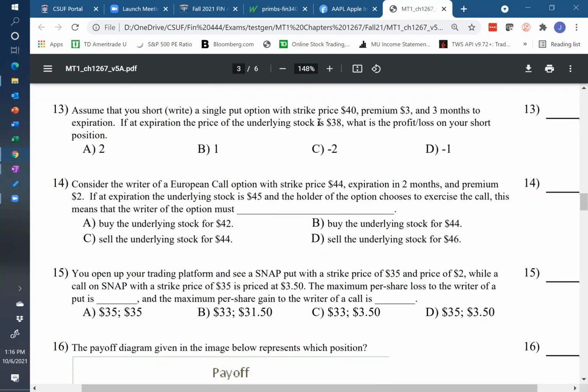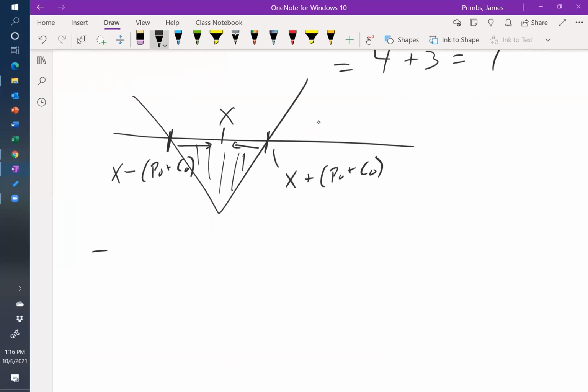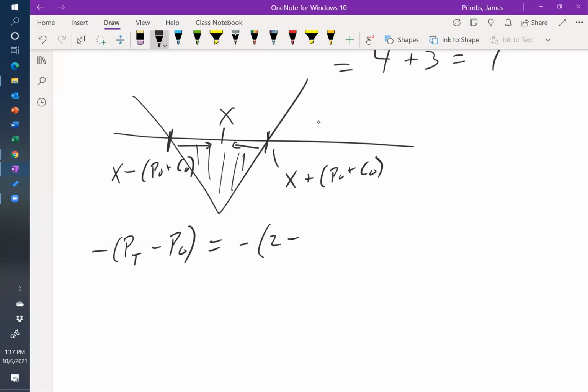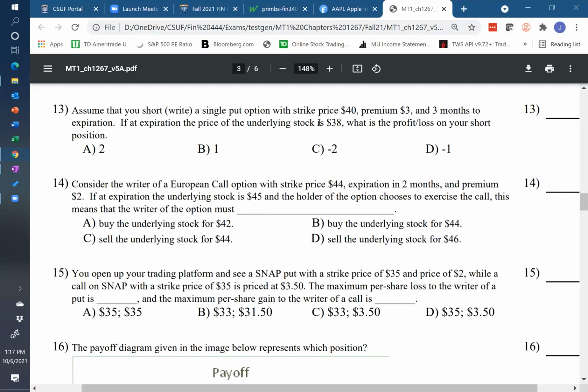Assume that you short a single put option with strike 40, premium 3, and 3 months to expiration. If at expiration the price of the underlying stock is 38, what's the profit or loss on your short position? So again, if I want to do this carefully, I'm short a put option. It's just minus the payoff of the put minus the price. What is the payoff of this put? Strike is 40. It ends up at 38. So what's the payoff? $2, and the premium was $3. 2 minus 3, I'm going to get positive 1. So that's B.